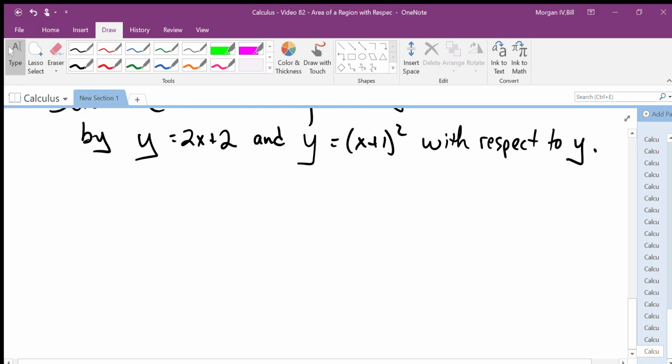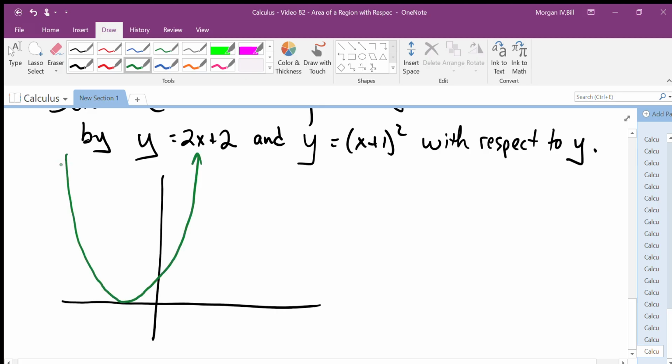The picture, however, really doesn't change because the graphs are the same. We still get this parabola that comes down at negative 1 and then comes back up. And we still get this y equals 2x plus 2 here for the region.